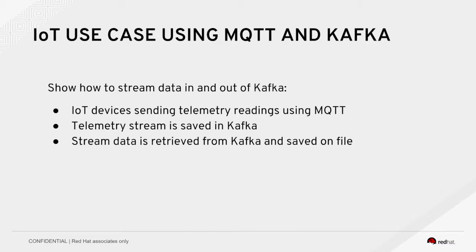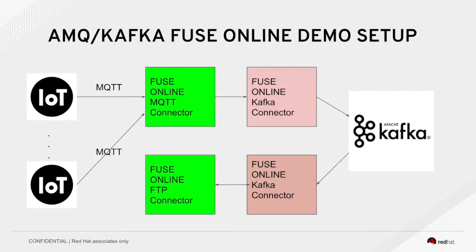Assuming the IoT devices are sending telemetry readings to MQTT or AMQ, and then MQTT or AMQ is passing that information to Kafka. And we also take the data from Kafka and save it on a file. I've actually created the integration using Fuse Online instead of using Kafka connectors. I have created a video for that.